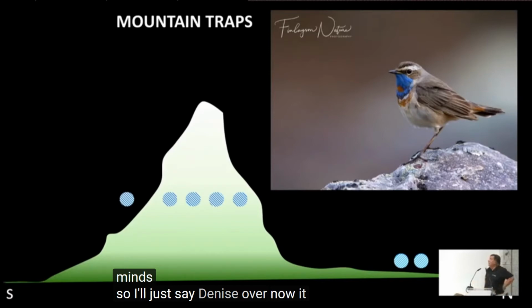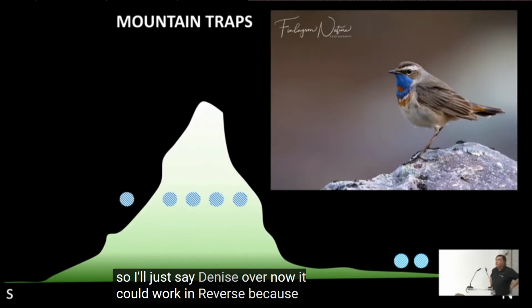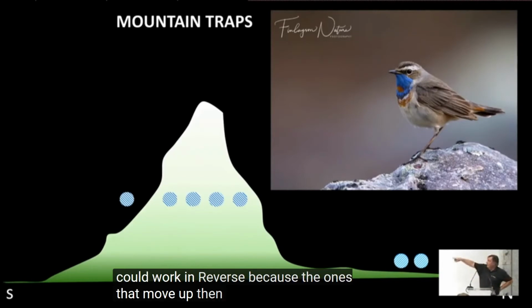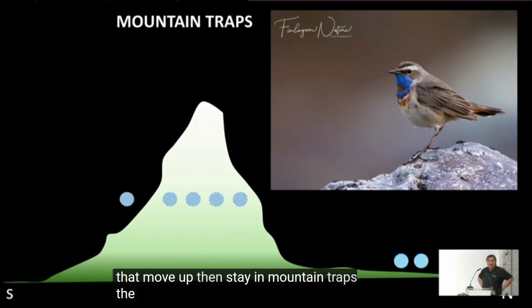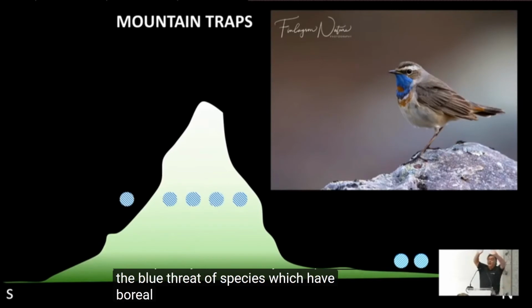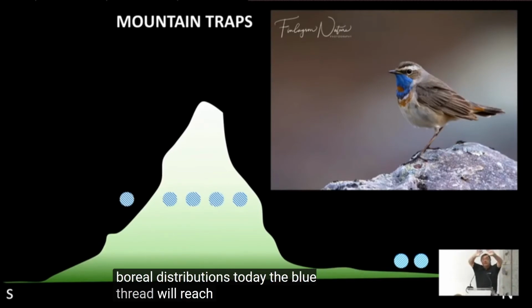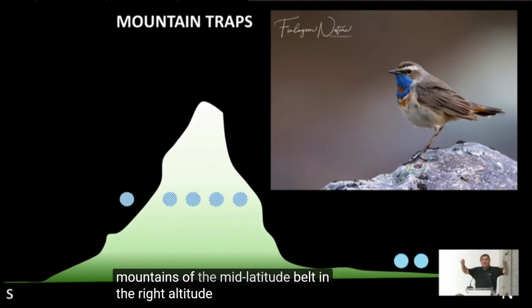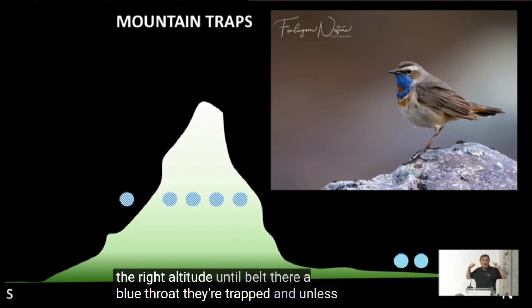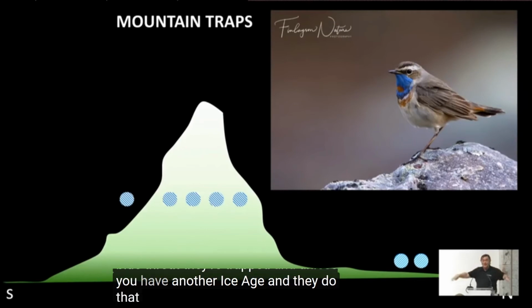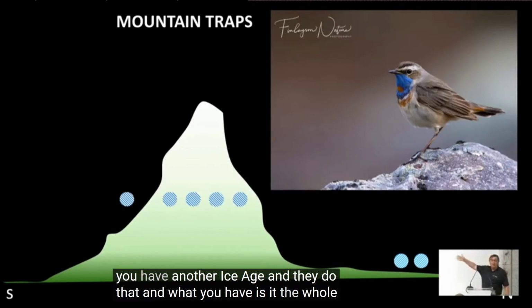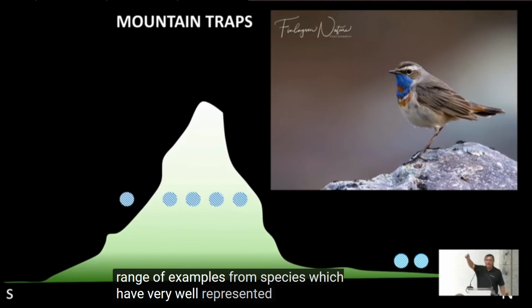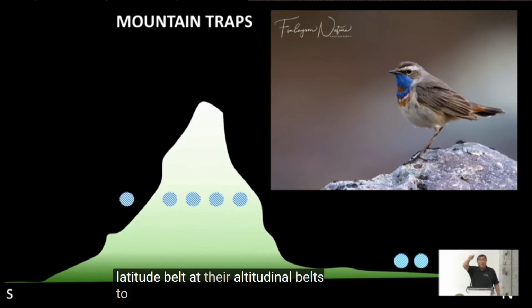Now, it can work in reverse, because the ones that move up then stay in mountain traps. They're trapped. And you have many examples, like the bluethroat, of species which have boreal distributions today. The bluethroat will reach even into Alaska, from Sweden all the way across. And then there's nothing. And then in the mountains of the mid-latitude belt, in the right altitudinal belt, there are bluethroats. They're trapped. And unless you have another ice age, and they do that, and what you have is the whole range of examples, from species which are very well represented in that mid-latitude belt and altitudinal belts, to species that are missing.